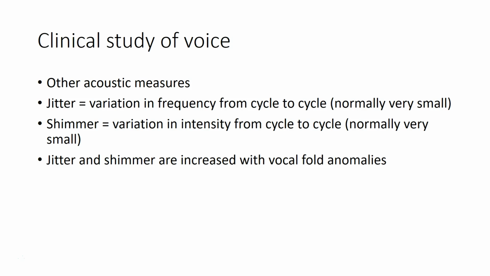Similarly, there's a measure called shimmer, which looks at the variation in intensity from cycle to cycle. So again, if you have a person just phonate a vowel, they'll be able to maintain a fairly constant amplitude unless they have some sort of problem controlling their voice. So increases in jitter and shimmer beyond the normal range for men and women occur when there are anomalies in the vocal folds or other problems involving phonation, like muscular spasms or neurological problems.